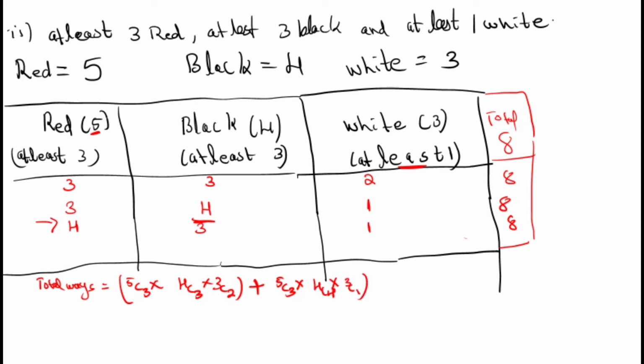into, here you take 4c4, into 1 white ball, that is 3c1. Okay, plus take the next case. What's the next case? 4 red balls, right? That is 5c4 into 3 black balls, that is 4c3, into, why into? Because you need to take all these balls together, right? 4 red balls and 3 black balls and 1 white ball, that is 3c1.